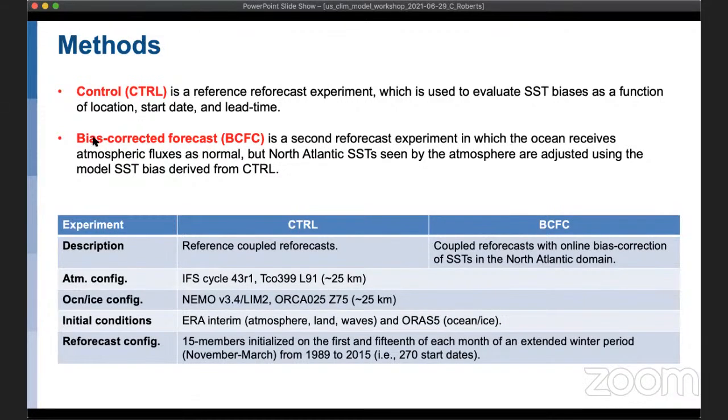And then we run this bias corrected forecast, in which the ocean receives the atmospheric fluxes as normal, but in the North Atlantic, the SSTs seen by the atmosphere are adjusted at each time step using the SST bias we derive from the control. In both cases, the ocean and atmosphere resolution is around 25 kilometers, and the reforecasts cover the extended winter period over the years 1989 to 2015 to give a total of 270 start dates of 15 members each.